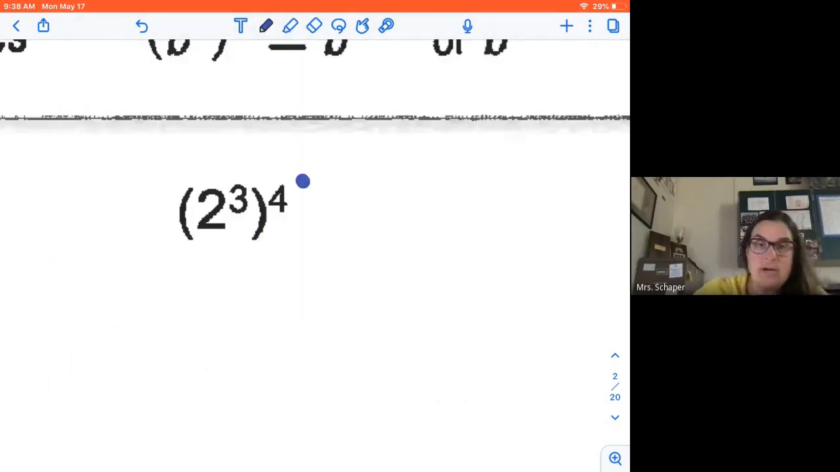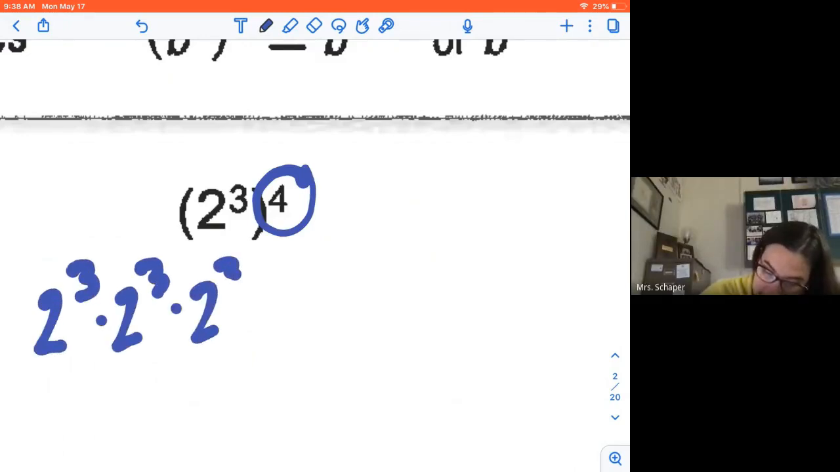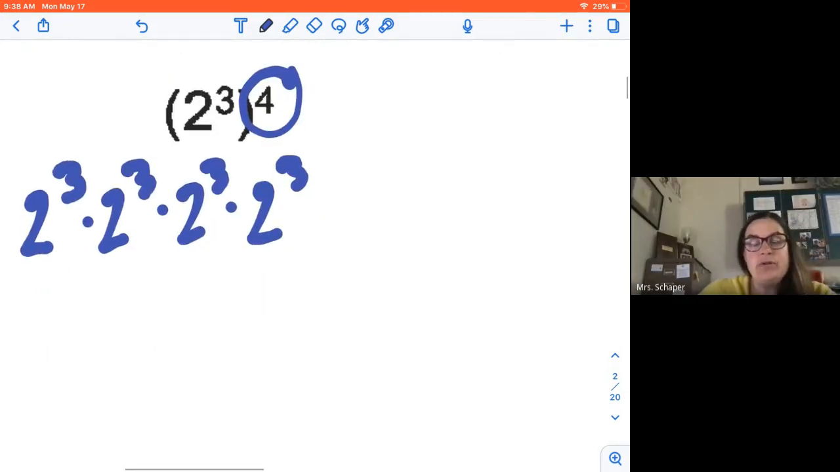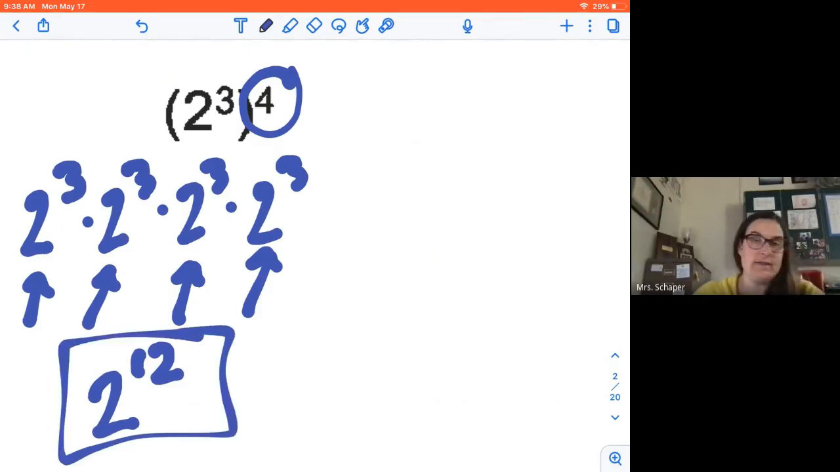So this exponent of 4 tells me I take 2 to the third 4 times. So 2 to the third times 2 to the third times 2 to the third times 2 to the third. There's 3, 6, 9, 12. So I have a total of 2 to the 12th. And I'll leave it just like that.